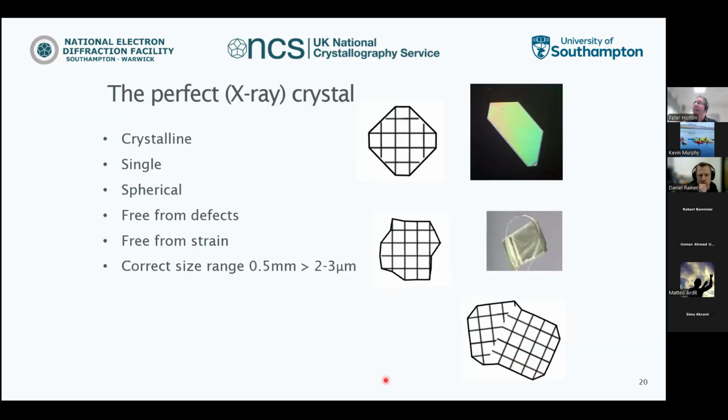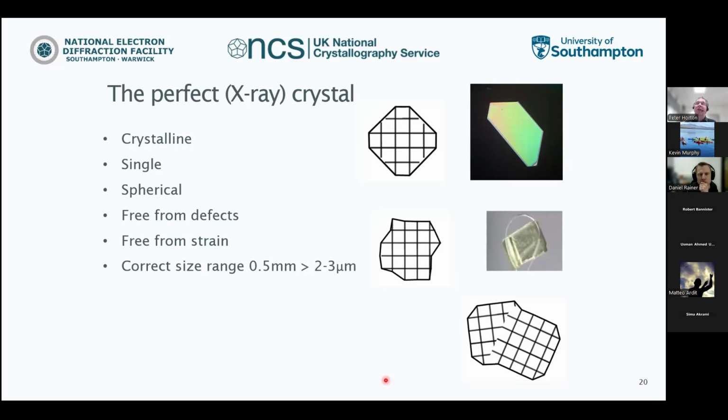So, I want the perfect crystal for an X-ray structure. Okay, it's got to be crystalline, that's fine. We want one crystal; the technique works much better that way. If you've got a twin, or one crystal that's much larger with a little tiny bit on the side, you'll probably have to get away with it. But generally, it always works better for a single crystal.